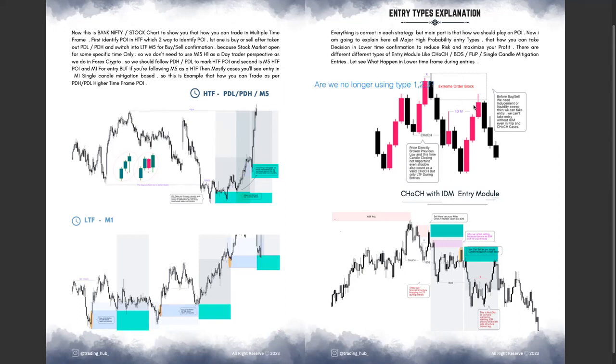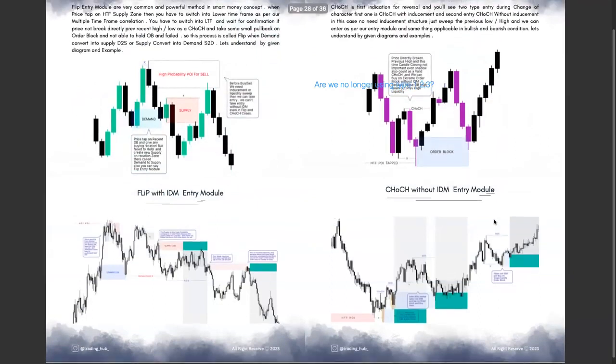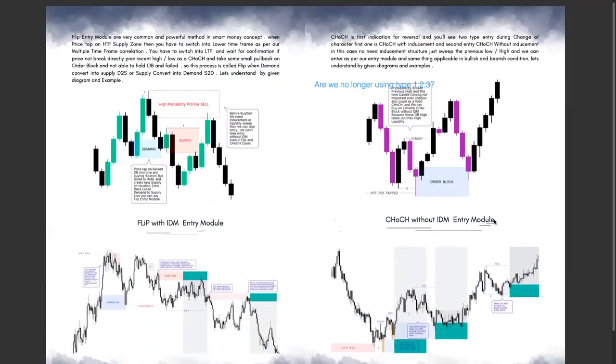This is an entry type explanation, chalk entry with IDM, and you can sell like this. Are we no longer using type one, two, three? Yes, we can use one, two, three types of entry. Okay.